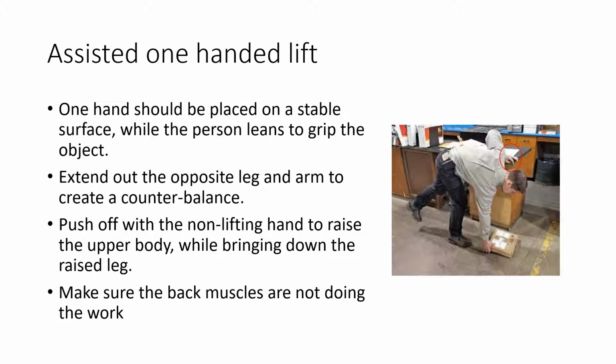Sometimes, because of special work conditions, the person needs to lean forward to handle a load, and in these conditions, we again need to teach people how to use an assisted one-handed lift. In this case, they should use one hand on a stable surface such as a table, and then extend the opposite leg and arm to create a counterbalance. Then they should push off the non-lifting hand to raise the upper body, and not use their back muscles too much and apply too much stress on them.